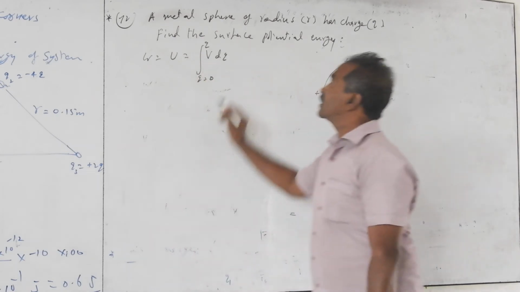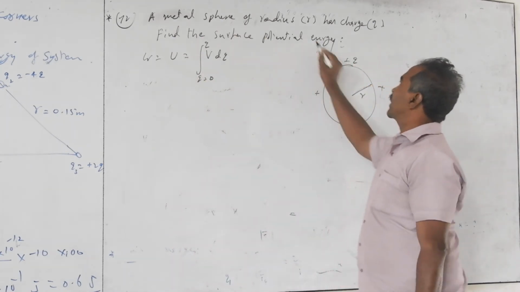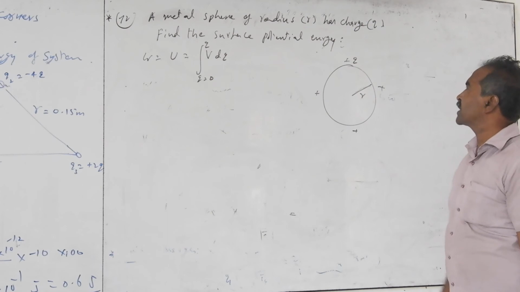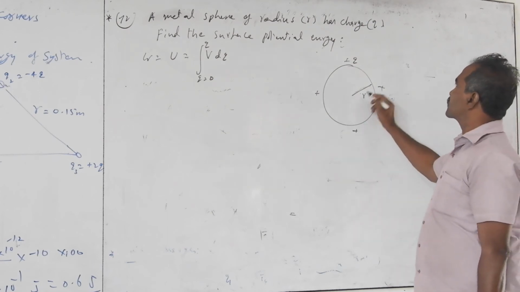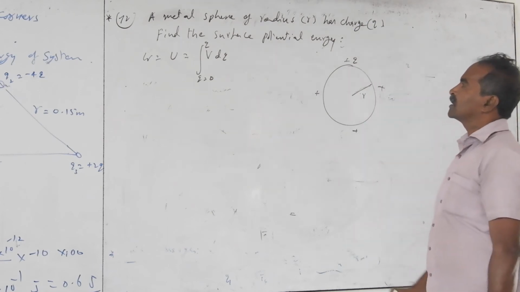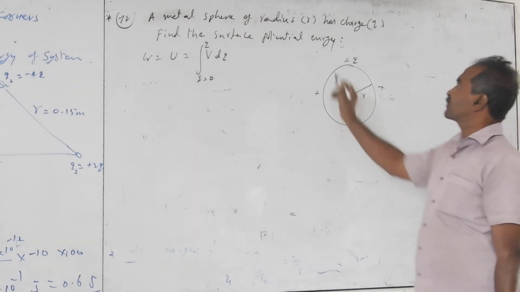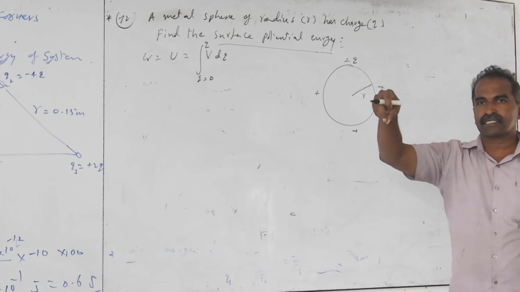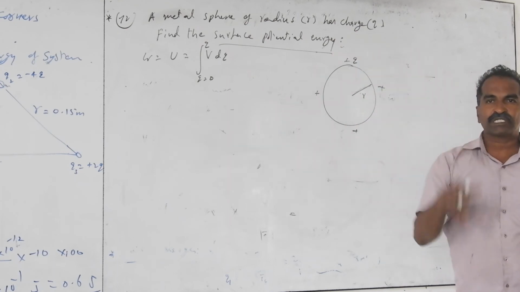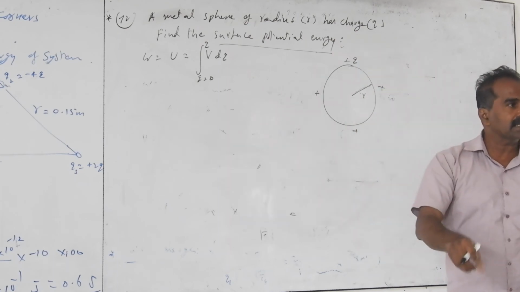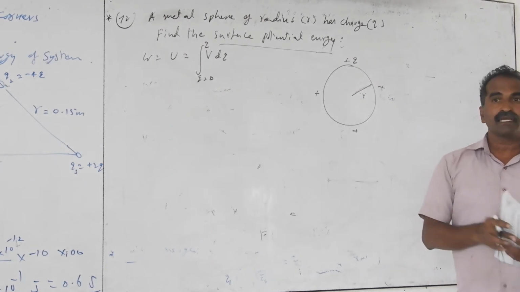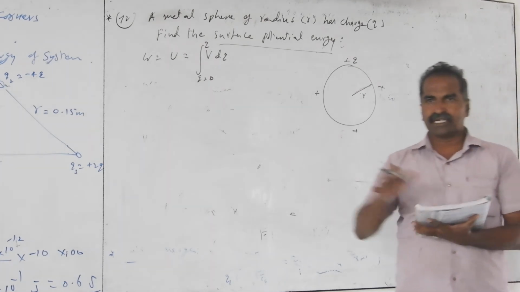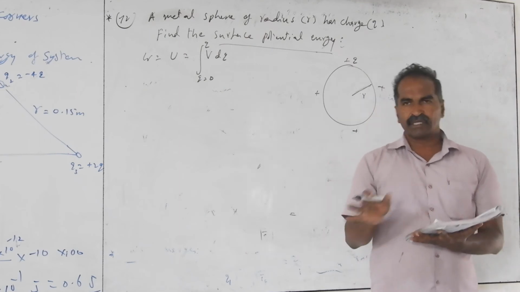Next question: a conducting metal sphere of radius r has a charge q on the surface. Find the surface potential energy. Previously we took the case where some other charge produces the potential, and then you bring another charge into that place; that is the potential energy for that. But here we are taking the same surface. If you take any surface, it will not be a sphere.